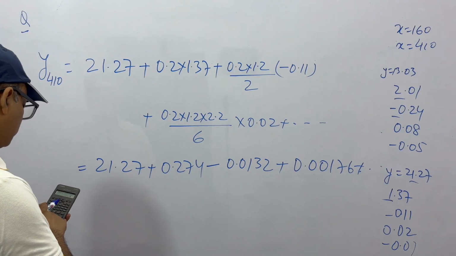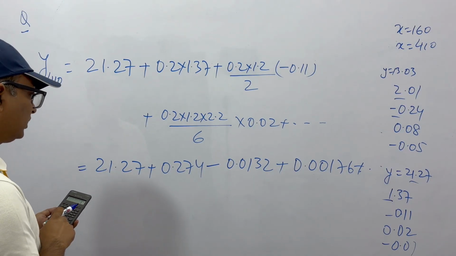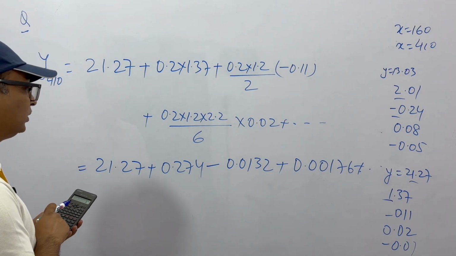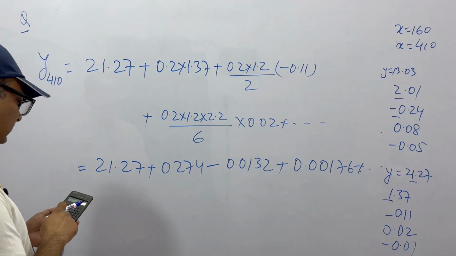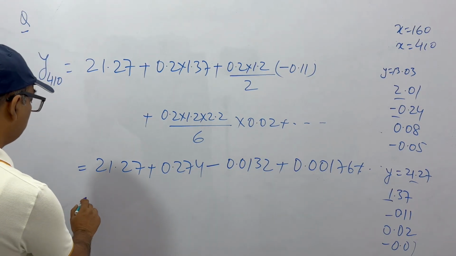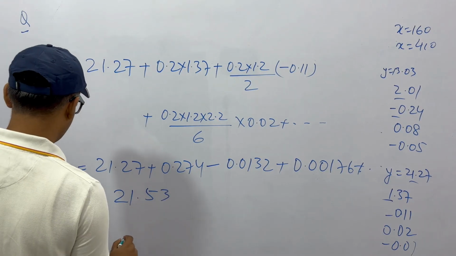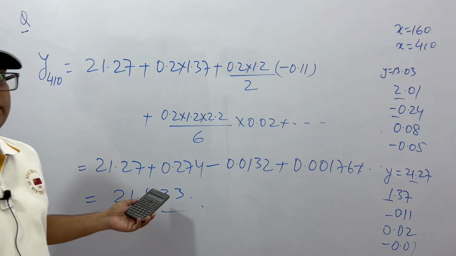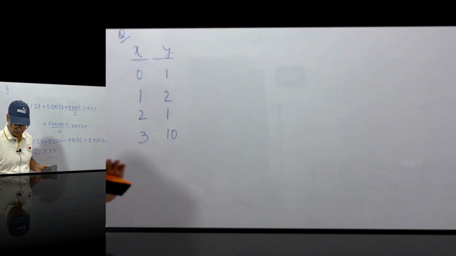So we have 21.27 plus 0.274 minus 0.0132 plus 0.00176. It comes to 21.533 roughly. So this is the value that we have interpolated. Okay. Let's see another problem.